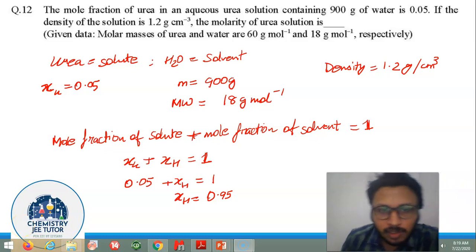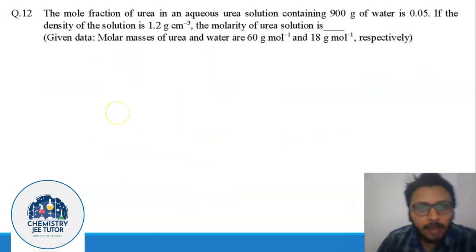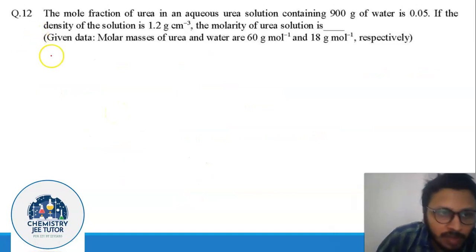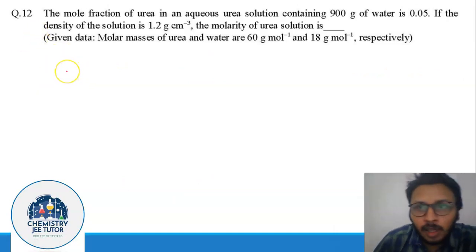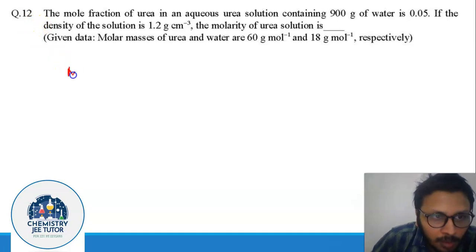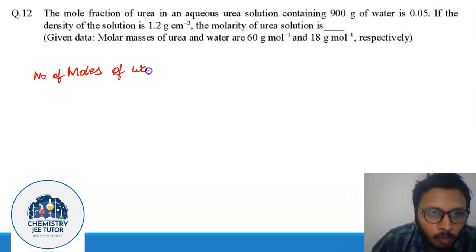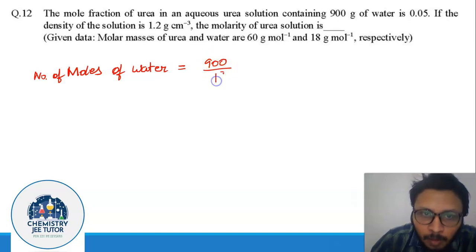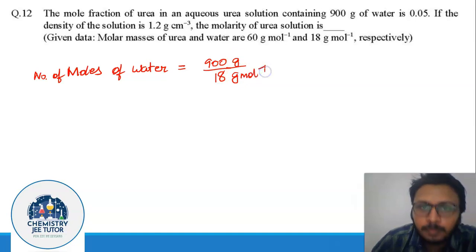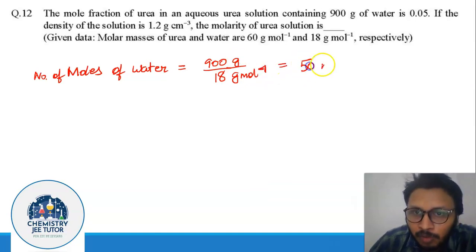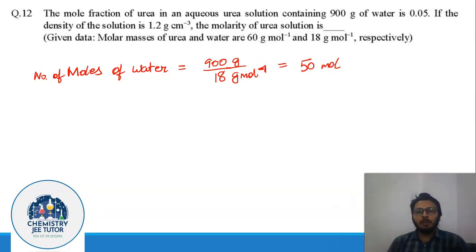Next we want to use this mole fraction of water in order to calculate the number of moles of urea. How do we calculate? First we calculate the number of moles of water. The mass of water is given, 900 gram, and the molecular weight of water is 18 gram per mole. So the number of moles of water is equal to the amount of water in the solution by the molecular weight, in gram per mole. This comes equal to 50 mole. So we have 50 moles of water in the solution.